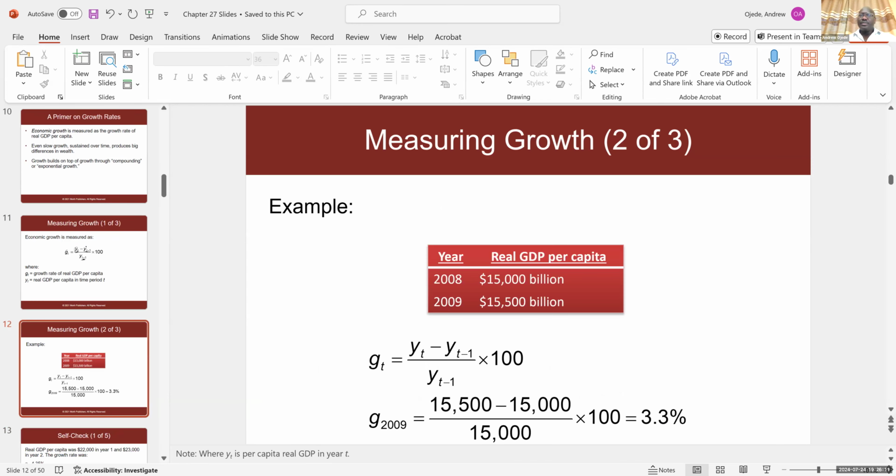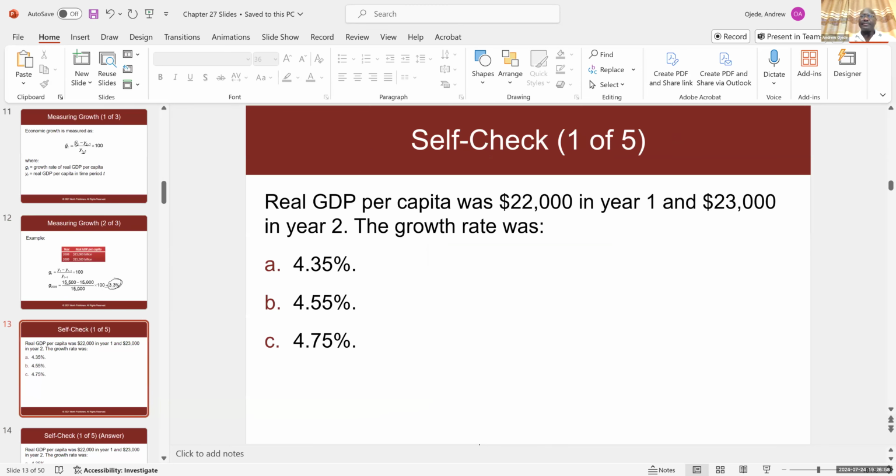For example, to calculate economic growth between 2008 and 2009: in 2008, the real GDP per capita was 15,000, and then in 2009 maybe 15,500. So to calculate the growth rate between 2008 and 2009, you take the value of real GDP per capita in 2009 minus the value in 2008, divided by the value in 2008, times 100. That means the average income would have grown by 3.3% from 2008 to 2009. So it's a very simple way to understand it.